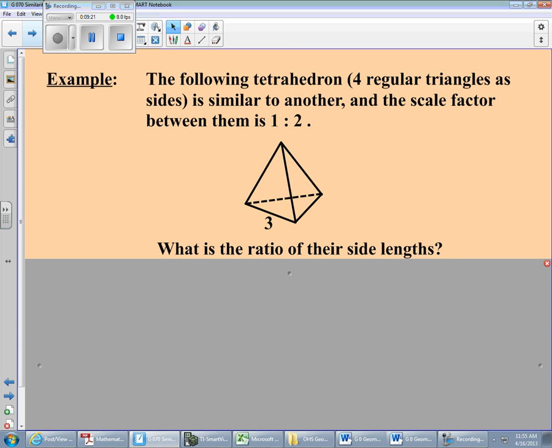Okay, the following tetrahedron, and we've seen tetrahedron throughout the year, 4 regular triangles as their sides, is going to be similar to another tetrahedron. Scale factor between them is 1 to 2. Okay, so if the scale factor is 1 to 2, what's the ratio of their side lengths?